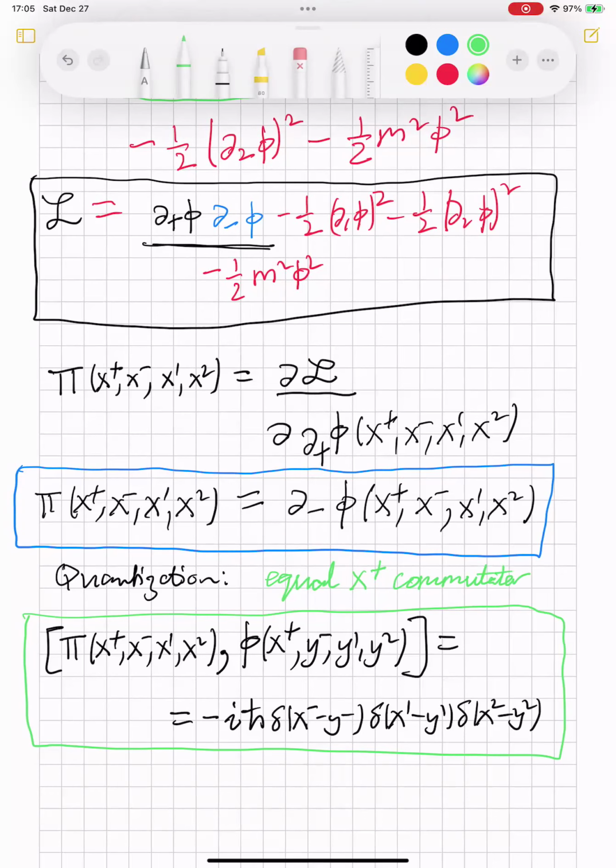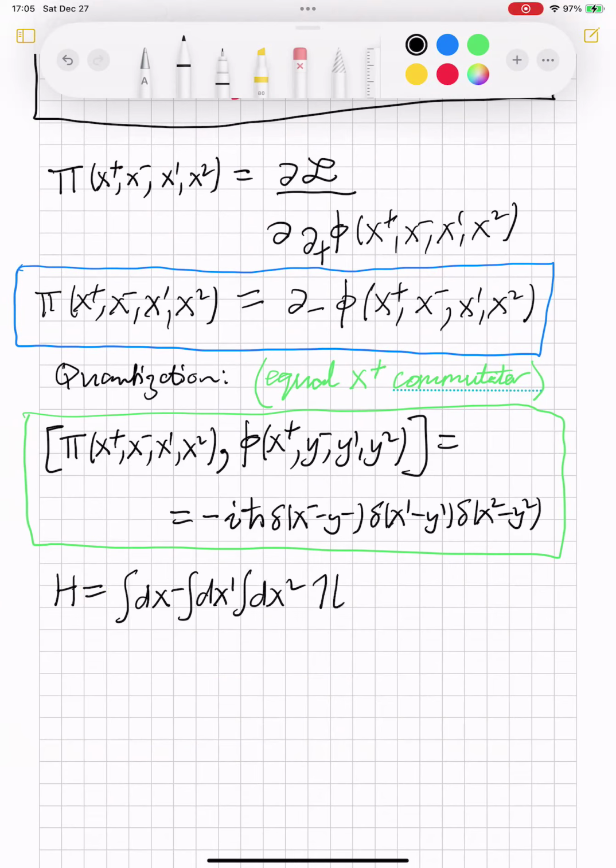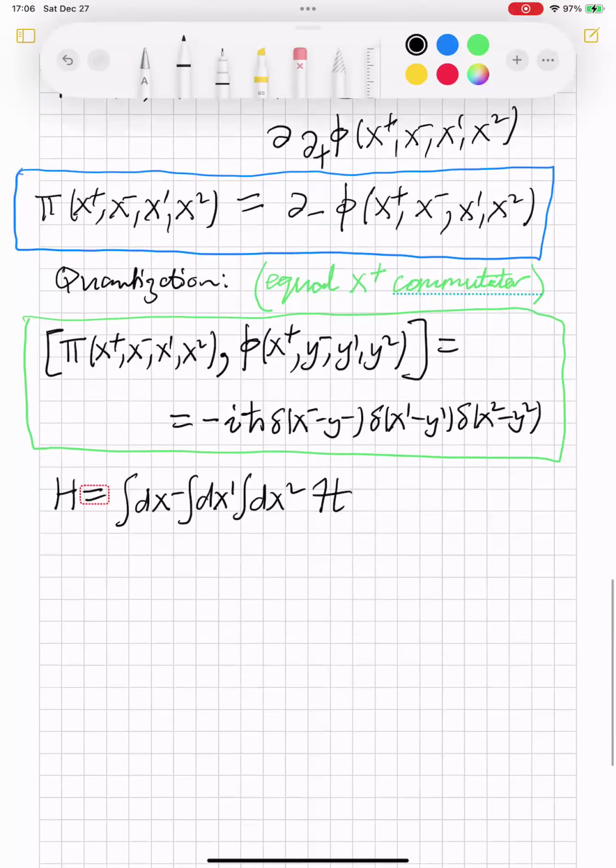And finally, the last thing that I want to calculate is the Hamiltonian. So the Hamiltonian, as usual, would be an integral. And now it would be an integral over dx minus, an integral over dx1, and an integral over dx2 of the Hamiltonian density. And what is the Hamiltonian density?